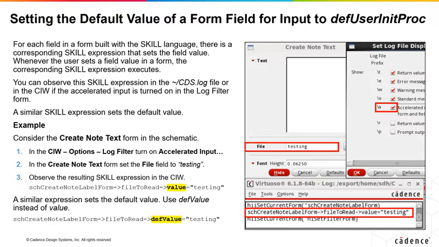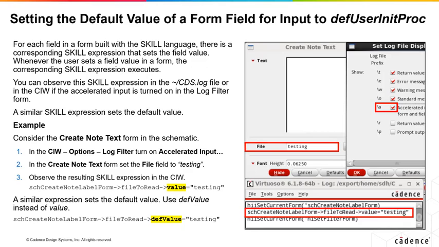And then we've typed in the word testing, because what we want to do in that file field is basically seed it or provide a default value for you. So when you click on defaults, you'll get that. Now when we enter the word testing, because we've turned on our log filter to allow accelerated input to be shown, we actually see the name of the form, the name of the field, arrow, value is assigned to testing. So in this case, it's actually SCH create note label form, arrow, file to read, arrow, value equals testing.